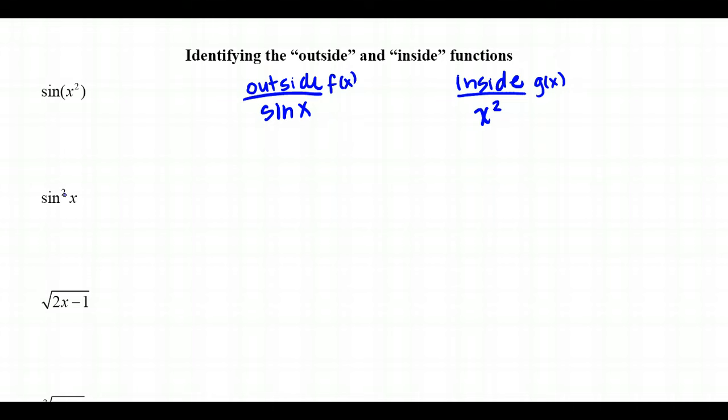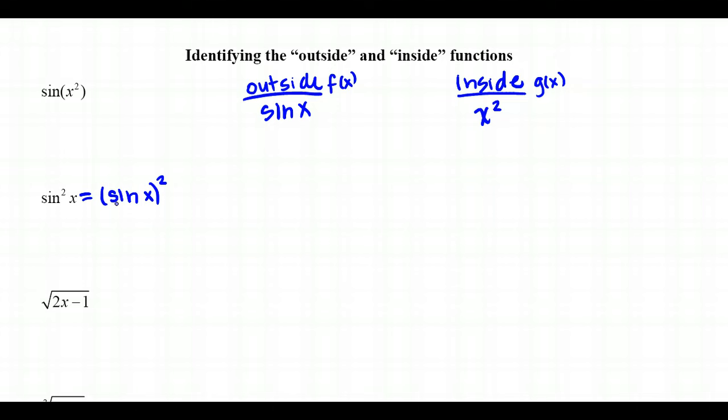So let's keep going. Here I have sine of x as a quantity squared. So here's where it's important to understand that this is the same as sine of x in parentheses squared. Because now it's clear that, or hopefully it's clear, that sine x is on the inside.